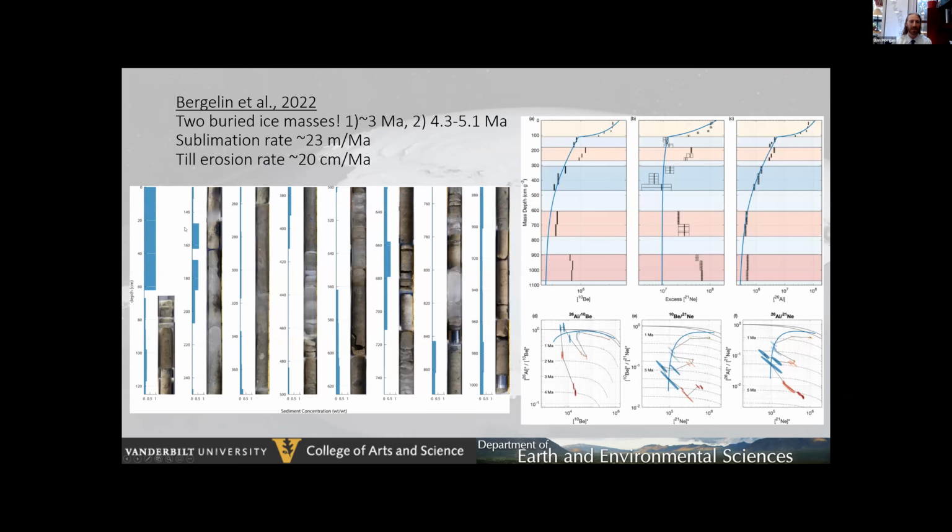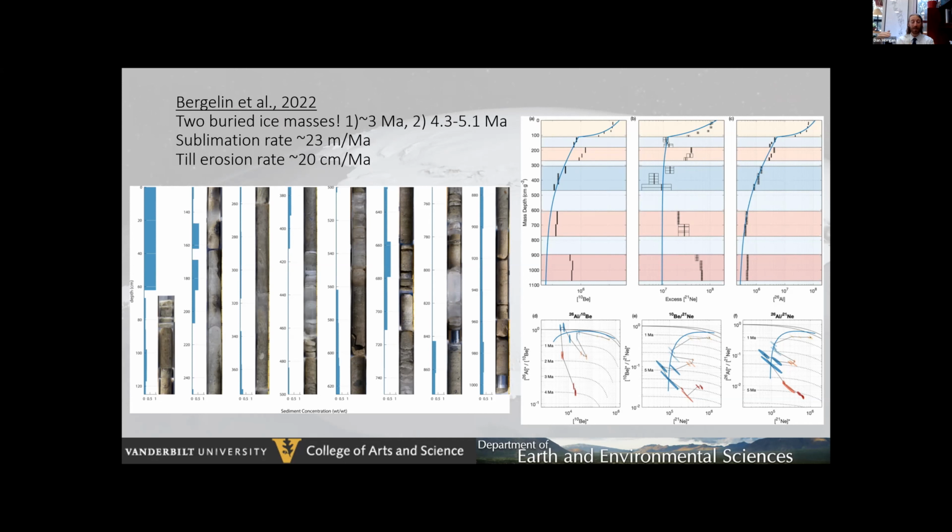And here's her composite image of the ice core that we got. You'll see there's some sections where it's clear and clean, and some sections where it's really dirty, where it looks more like just ice-cemented soil. Based on the stratigraphy and the concentration of beryllium, aluminum, and neon at depth, she decided that there were really 2 buried ice masses in here. The upper one's about 3 million years old, and the lower one is about 4 to 5 million years old.